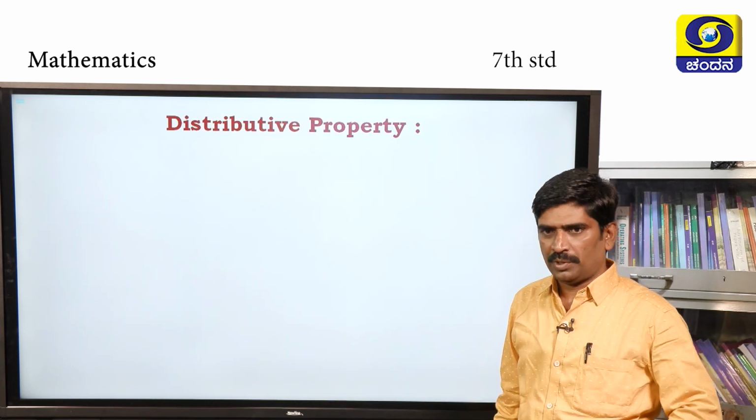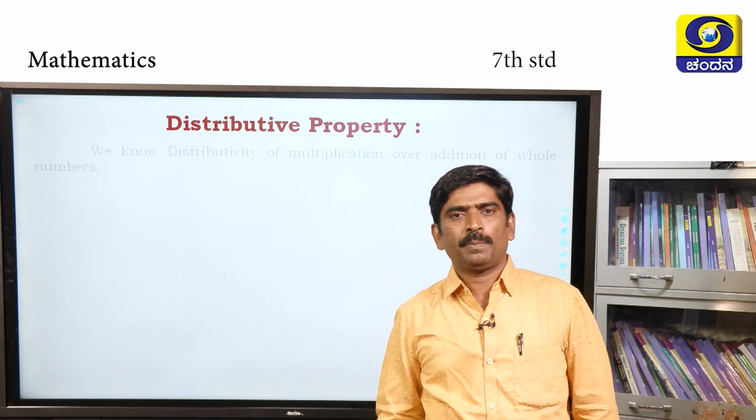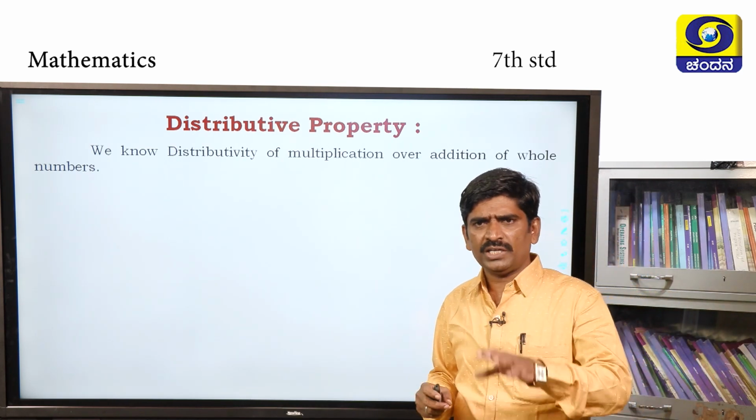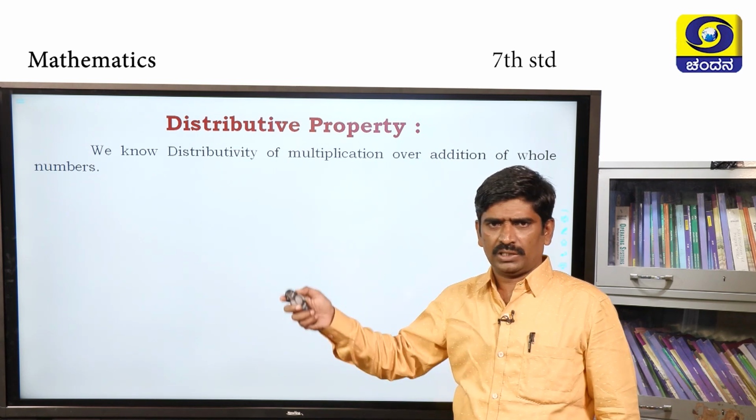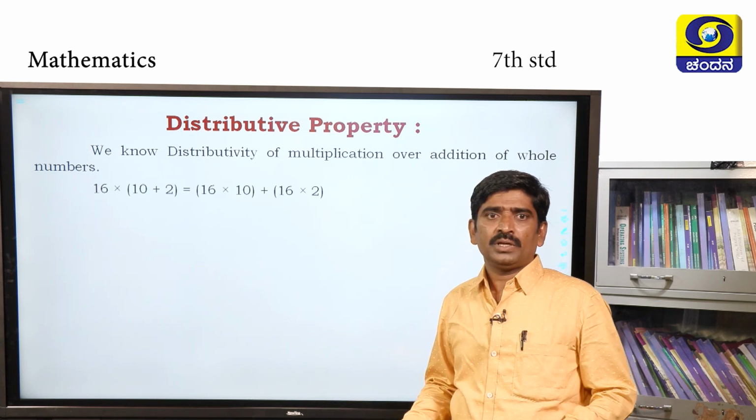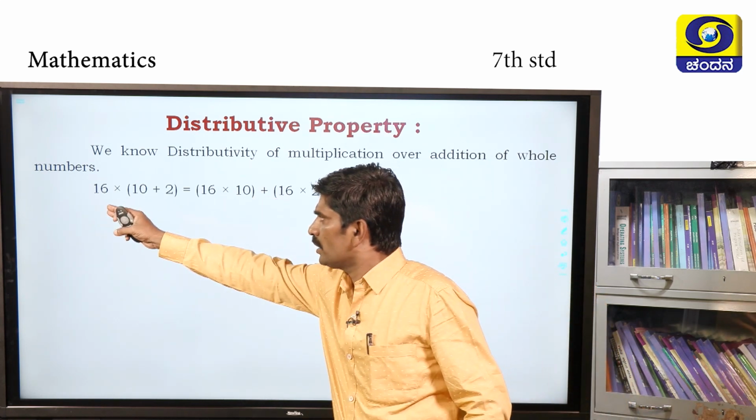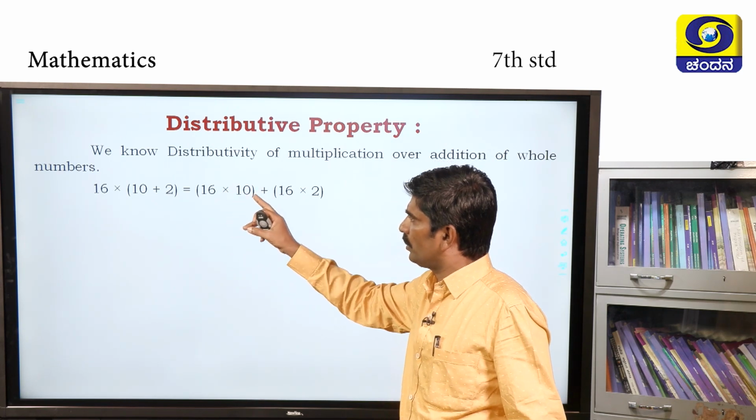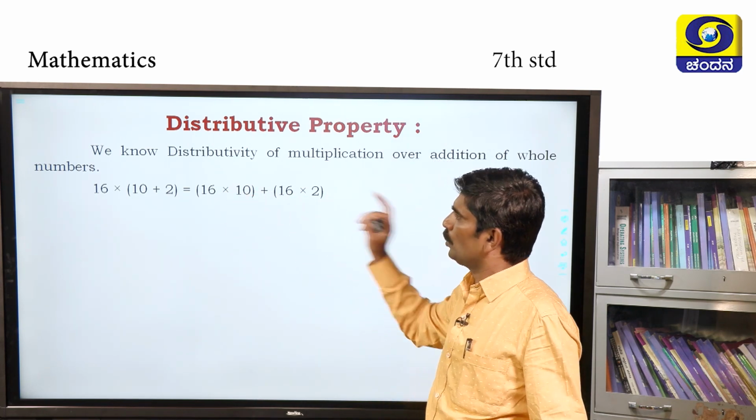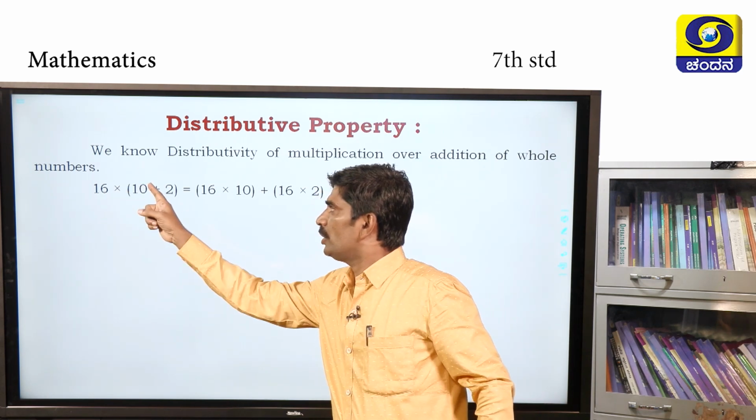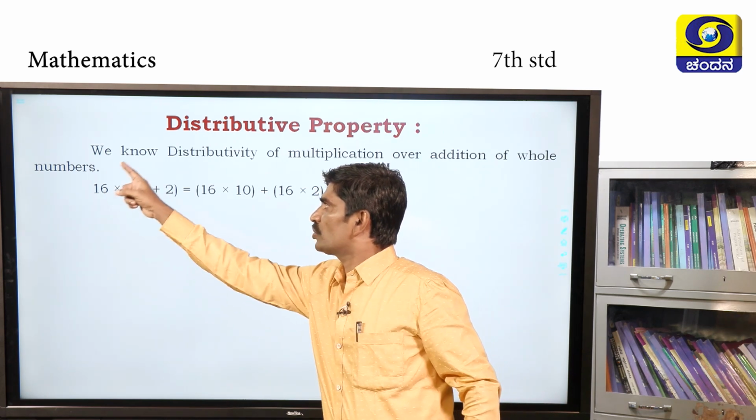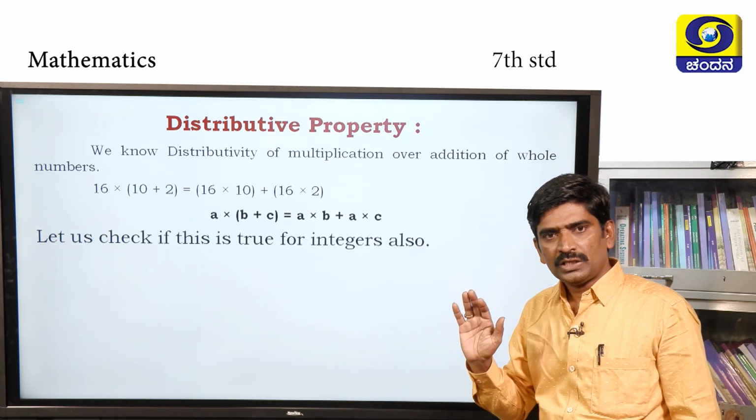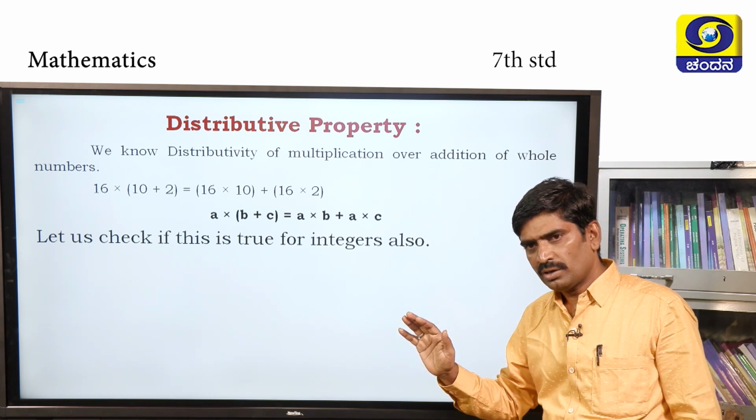Next one is distributive property. We know the distributivity of multiplication over addition of whole numbers already. Now we go for integers. 16 into (10 plus 2) is equal to 16 into 10 plus 16 into 2. See here, 16 into 10 plus 16 into 2. This is distributive property. Let us check if this is true for integers also.